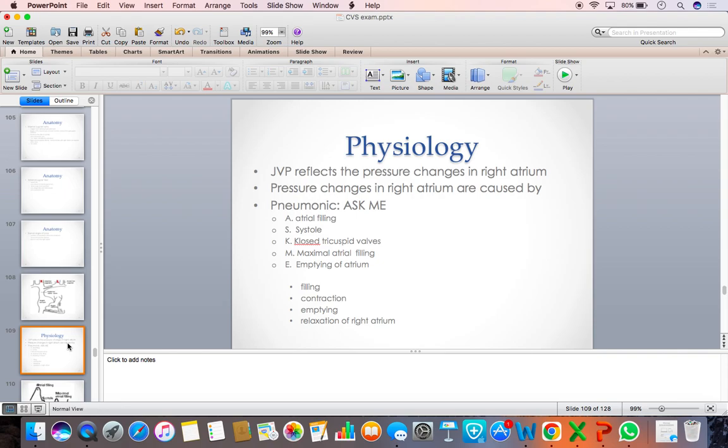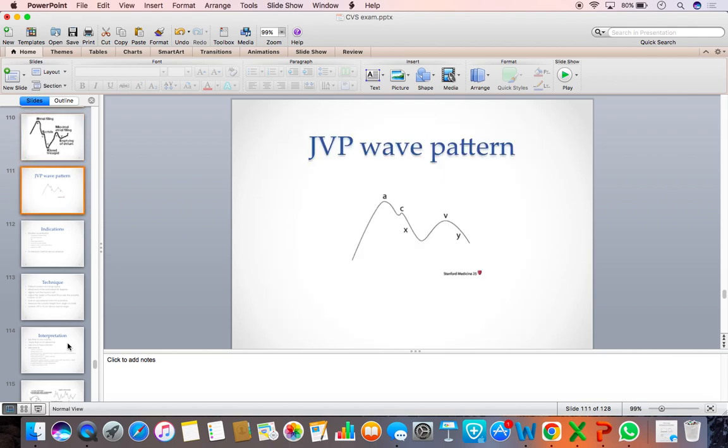So before we go to the mechanism of the wave pattern, let us see what the waves are in the jugular venous pulse tracing. This is the JVP wave pattern. You find 3 positive waves, A wave, C wave, and V wave. And there are 2 negative waves, X and Y. So what is the mechanism of these waves? How are they produced? How do they reflect the changes in the right atrium?